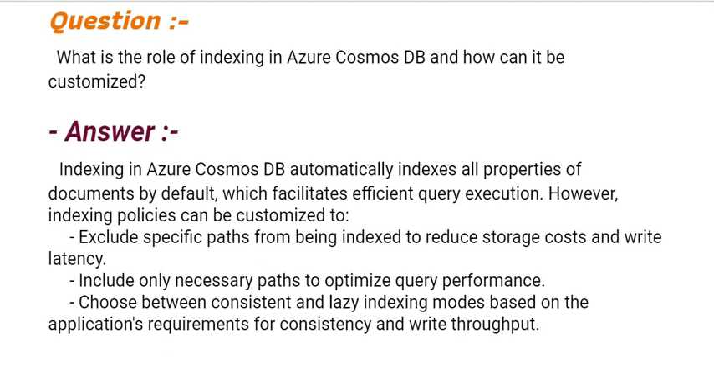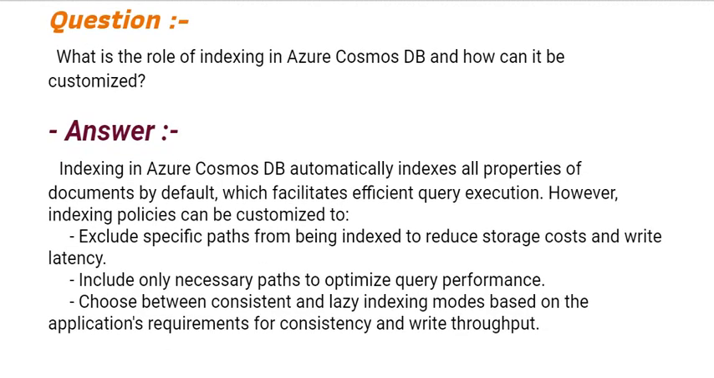Our next question is, what is the role of indexing in Azure Cosmos DB and how can it be customized? Your answer should be, indexing in Azure Cosmos DB automatically indexes all properties of documents by default, which facilitates efficient query execution. However, indexing policies can be customized to exclude specific paths from being indexed to reduce storage cost and write latency.